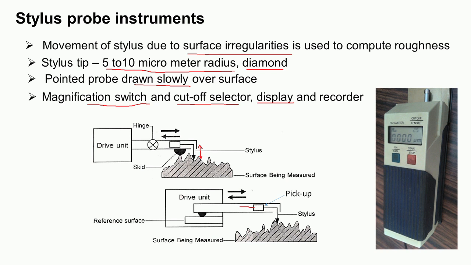The instrument will display the various surface finish parameters like Ra, Rp, Rt, etc. There is a display device. Also we can get the printout of the profile. The profile print we can obtain at different magnification values.